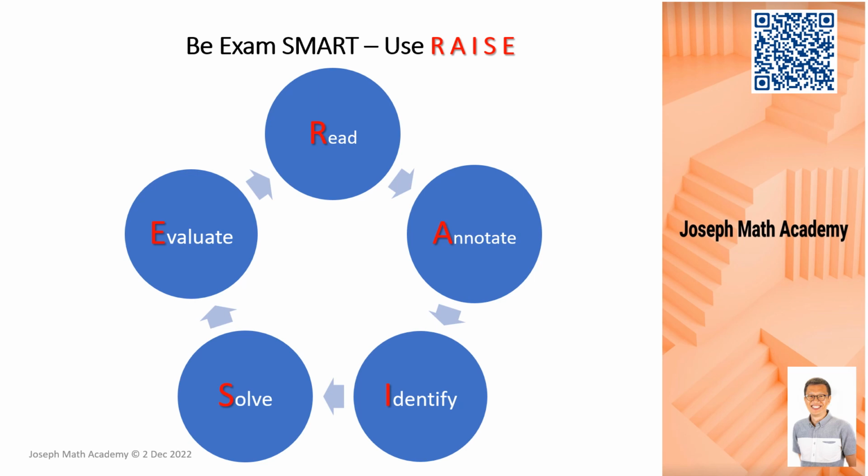That is called evaluation. So after evaluating our answers using a different concept, if we get the same answers using two different methods, of course, we are happy. But if we get a different answer, then we have to reread the question, re-annotate, and re-identify. So the cycle continues.